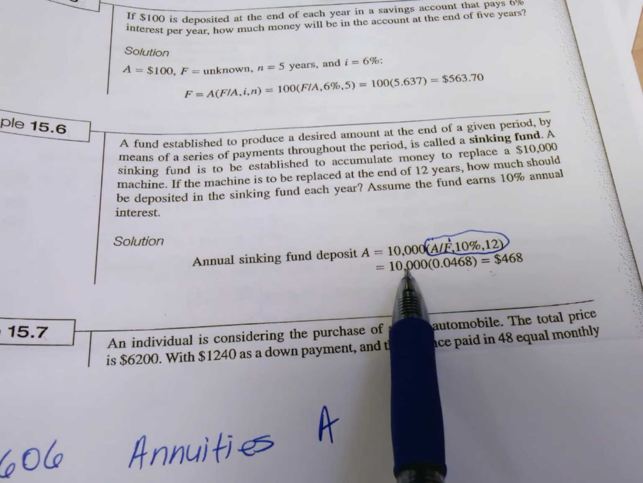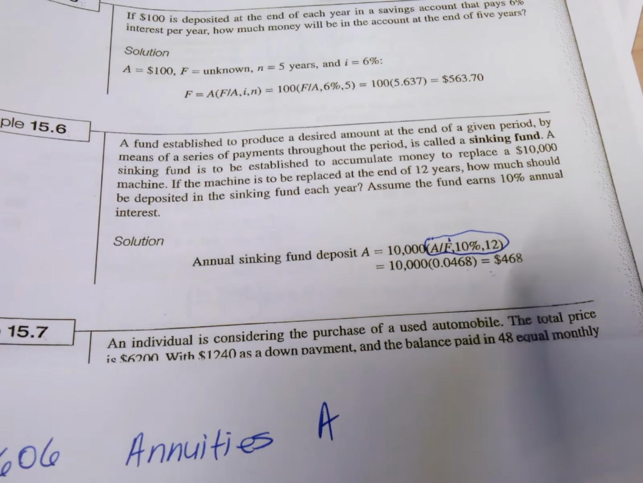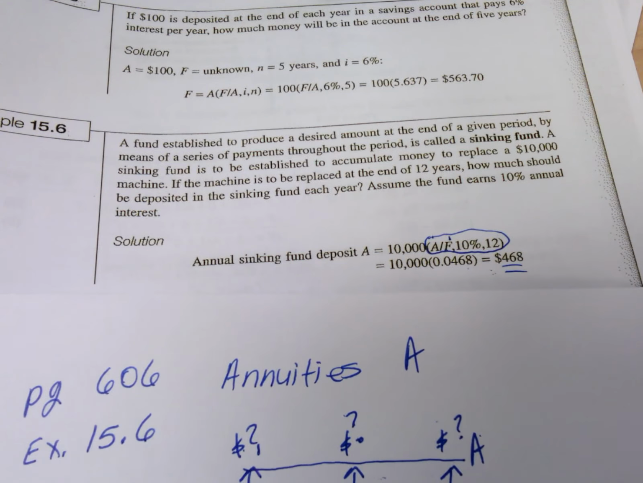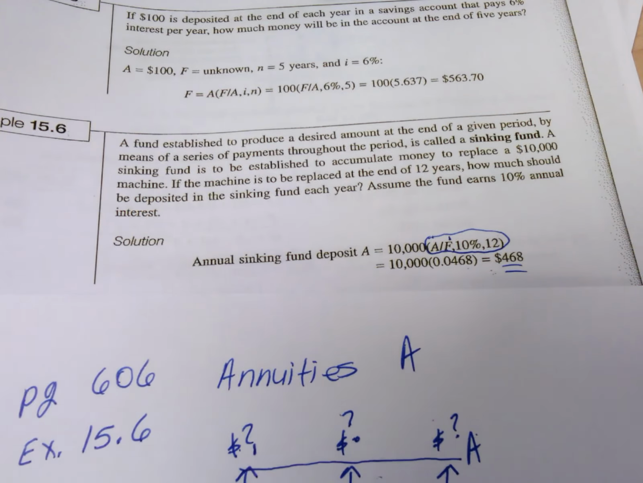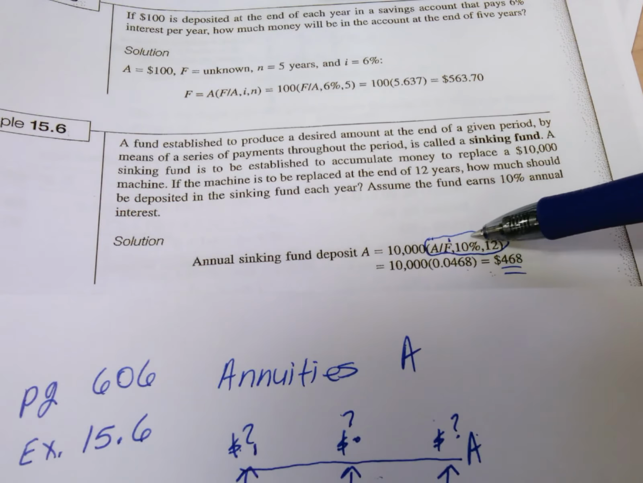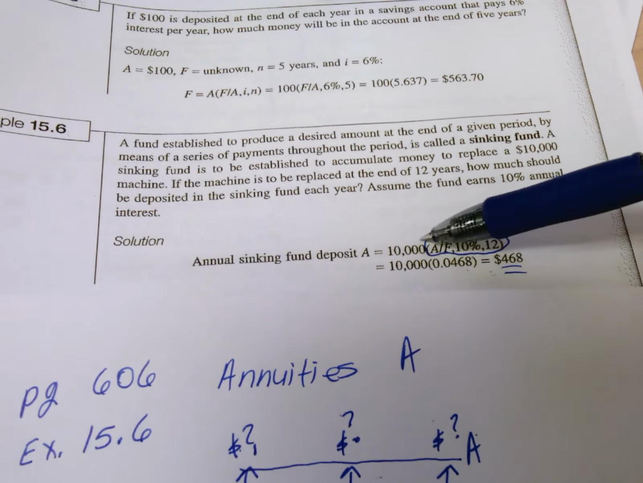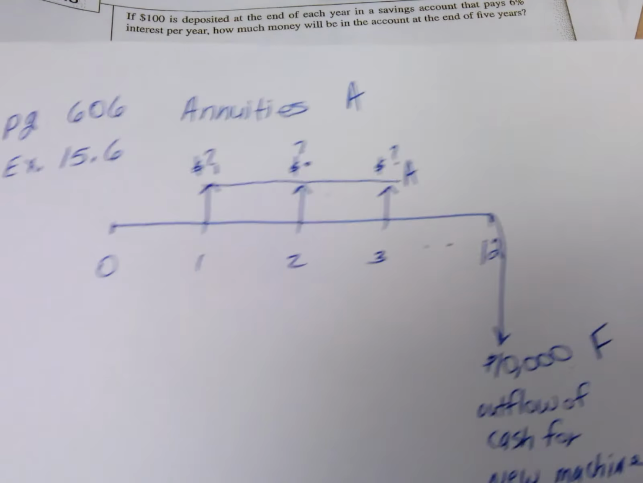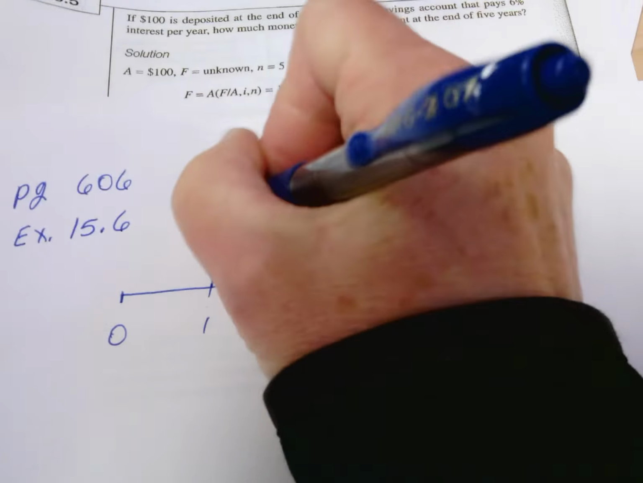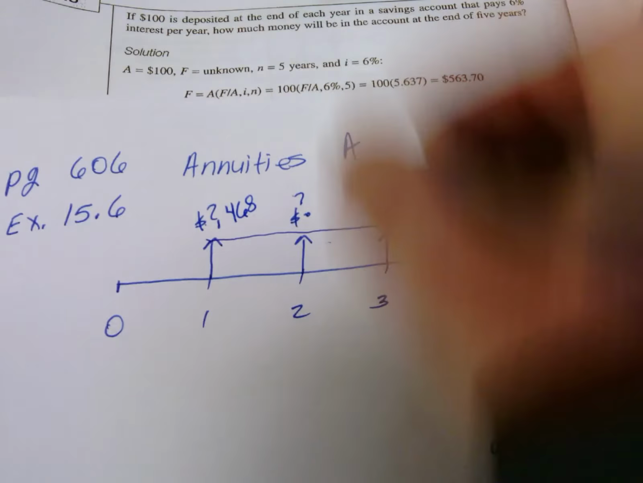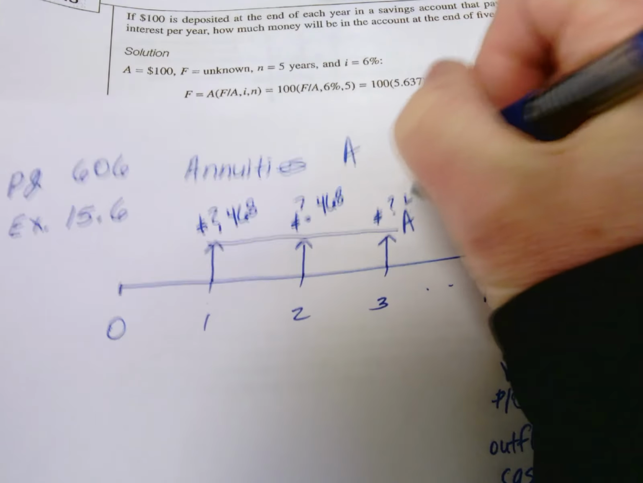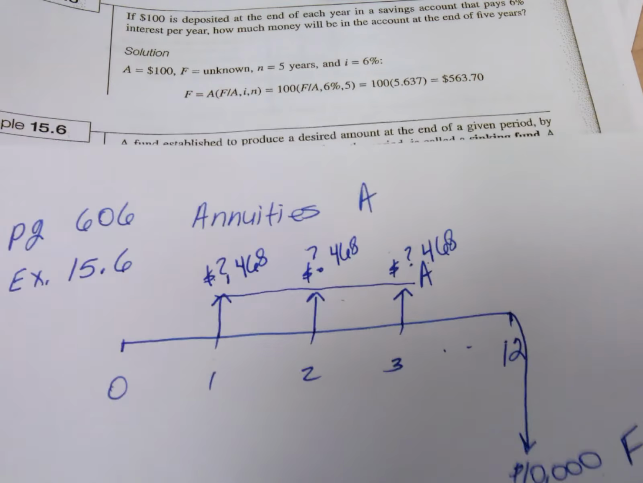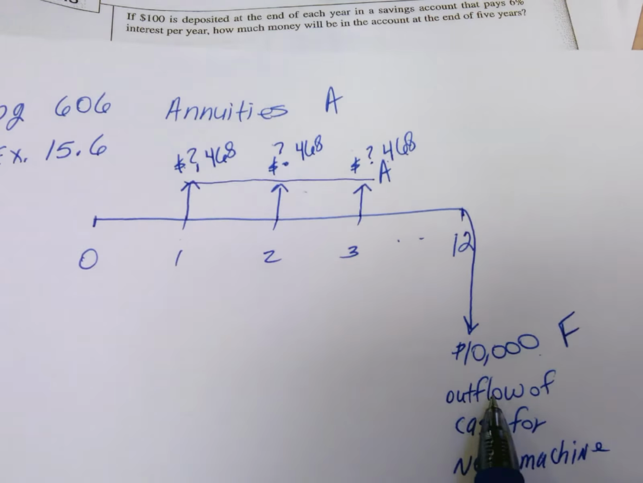Multiply it by the future value that we need, and we get an annual deposit of $468 is what we need then. If we do that 12 times and the fund continues to earn 10%, then at the end of the 12 years we will have the future value desired of $10,000. So that's a way to find the amount of a deposit needed, the same amount every year for 12 years, assuming it earns 10% interest, and then at the end of the 12 years, we'll have the required $10,000.